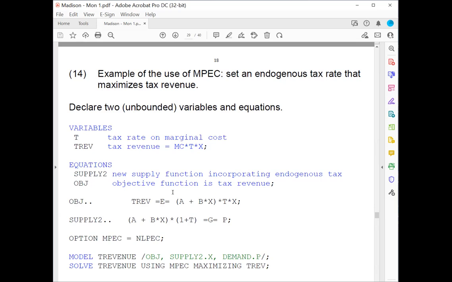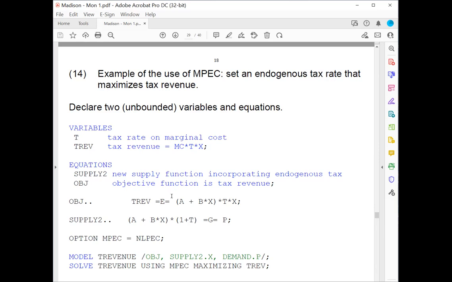So an example of an MPEC problem is that you have an objective function that's not matched to a variable. You see the model declaration. And then supply 2, this new supply equation, is matched with X. And the demand equation, we don't need to rewrite that. That's already in the model. That's matched with P. And this is an example of trying to find the optimal policy instrument, which is to rip off the taxpayer in this case. So solve tax revenue using MPEC, maximizing the variable tax revenue.